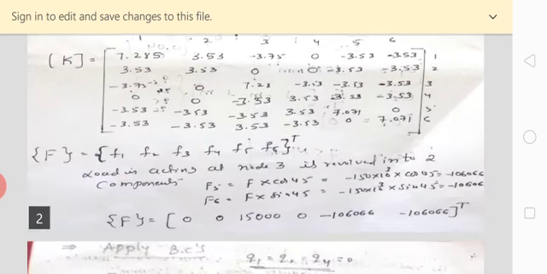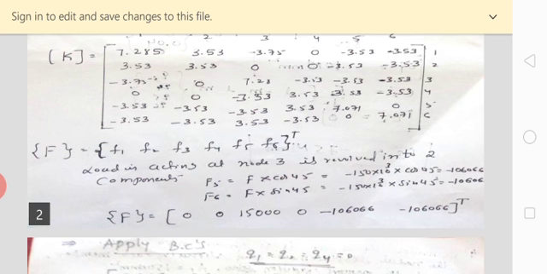F5 and f6 I have just now resolved. F5 is nothing but f into cos 45, f6 is nothing but f into sin 45. Both the values will be negative because the total force is acting in the downward direction. So that's the difference you're going to come across between the last problem and this problem.